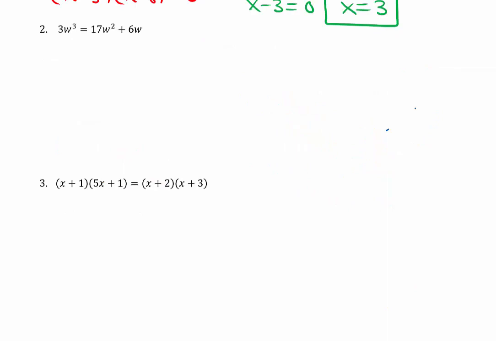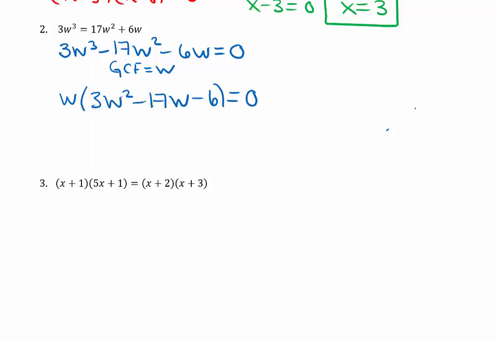Step 1 is set one side to 0. I'm going to subtract the 17w squared and the 6w to do that. Step 2 is factor. First thing I do in any factoring problem is look for a GCF. This problem has one. Every single term has a w in it. If I factor out the w, I'm left with 3w squared minus 17w minus 6.